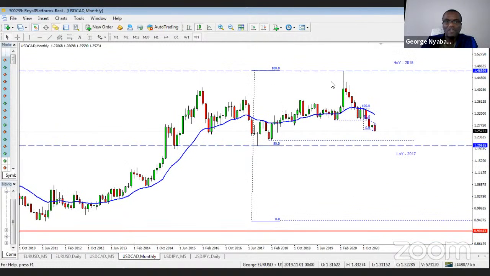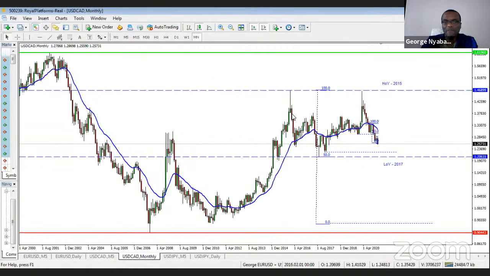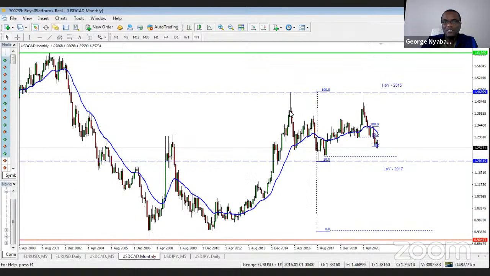Okay, so we had this trading range that's been with us since 2015. That level there is the high of 2015, so that's the level that we're supposed to watch. And the low of this range is the low of the year 2017.